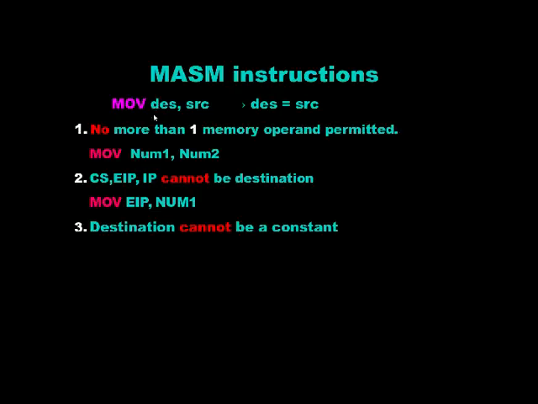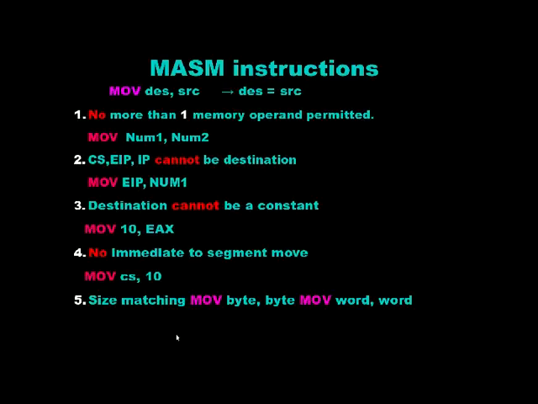Destination cannot be a constant. It can't be a constant. Makes sense. If I'm moving sources, where is it going to save it? The constant is not a memory location or register. It's an immediate value, immediate value 10. No place for it in memory. No immediate to segment, same thing. I can't move to a segment register, CS, ES. We don't want to change the flow.